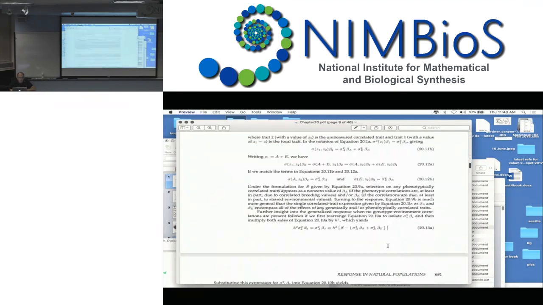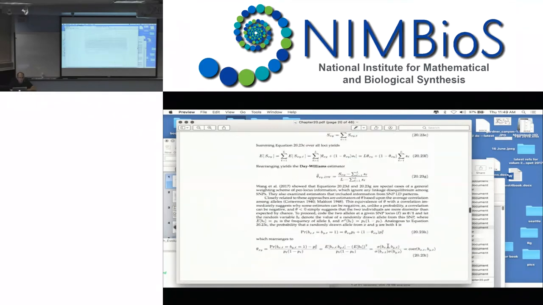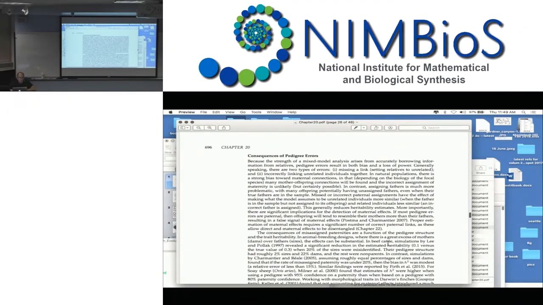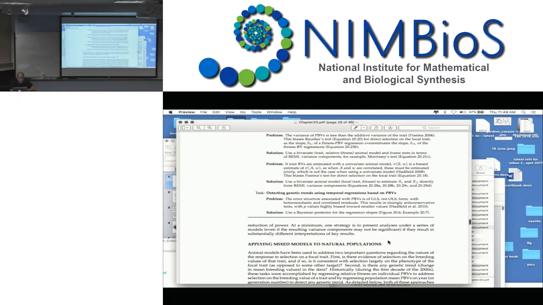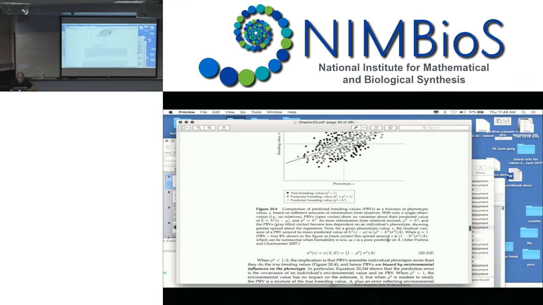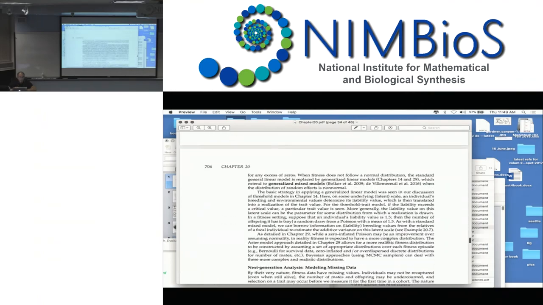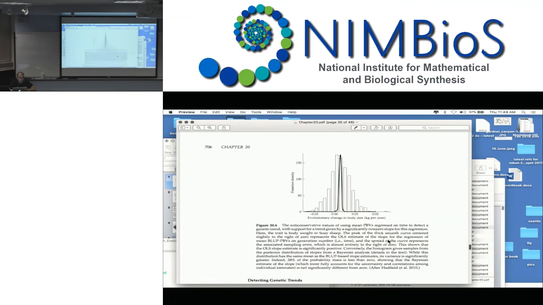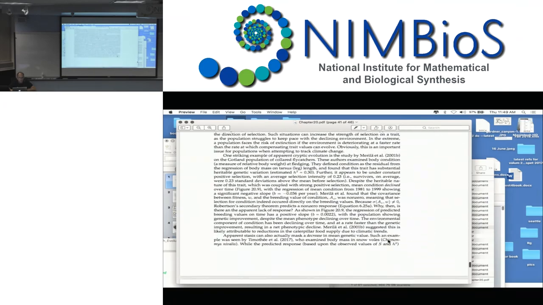And if you look, there's a table I borrowed from several different publications, putting it together. And talking there about ways to get around that, basically using this methodology called mixed models.